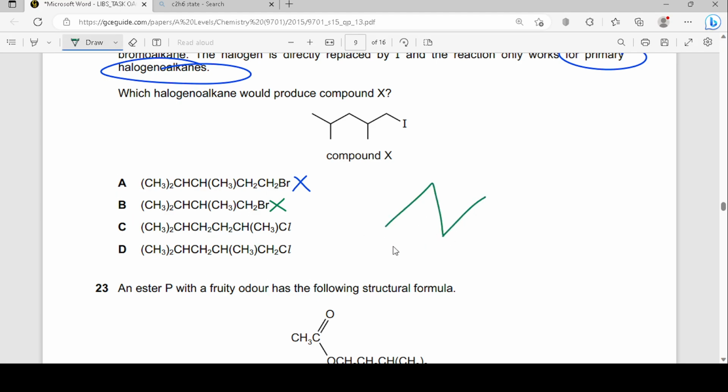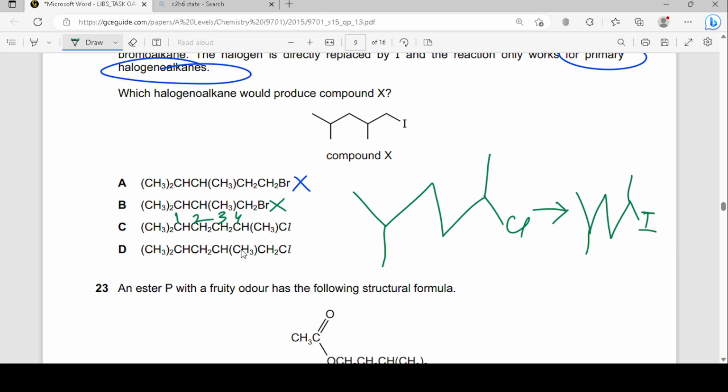So 1, 2, 3, 4, and then like that. And the fourth carbon has CH3 and Cl. So then in the main chain it has 1, 2, 3, 4, 5. And then a Cl, sorry, it becomes I, in fact. And then you have one branch here, one branch here. Does that match with compound X? It does not. What if I'm doing this wrong?